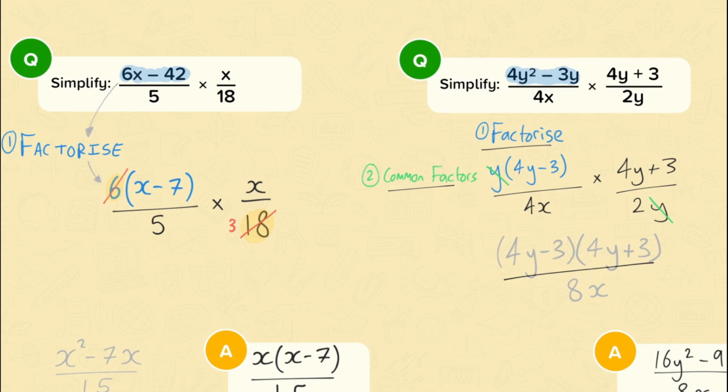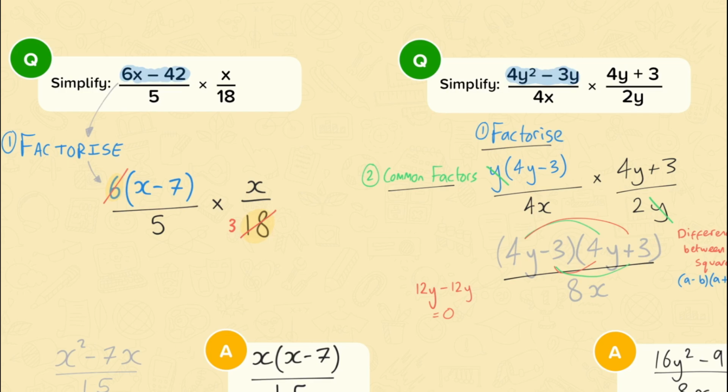8x is the denominator. Now, the reason we do want to expand this is because this is going to simplify nicely, because we have the difference between two squares, 4y minus 3, 4y plus 3. Look what happens when we multiply this out. 16y squared, then 12y minus 12y. That just goes, minus 9. So that is our fully simplified fraction.